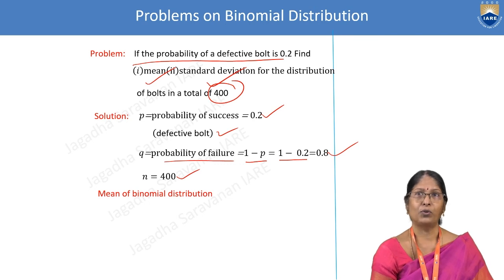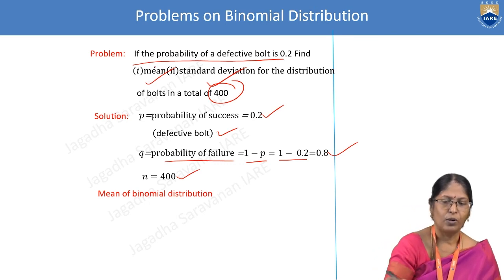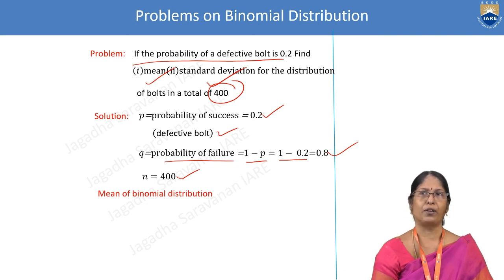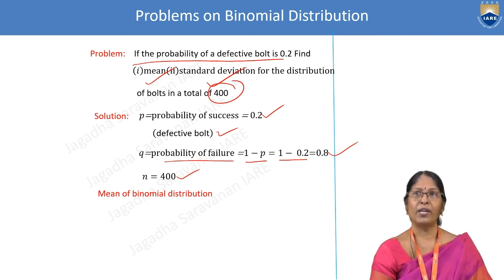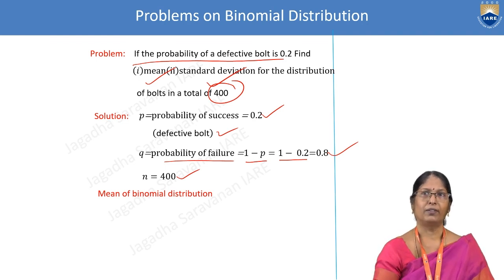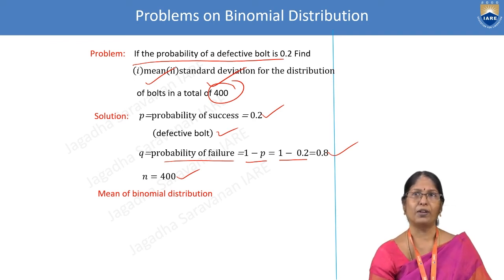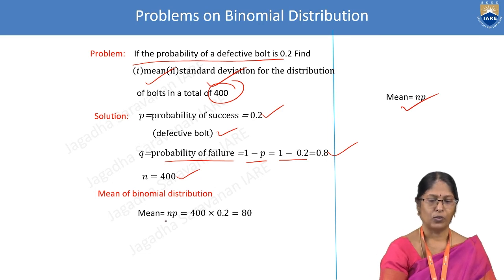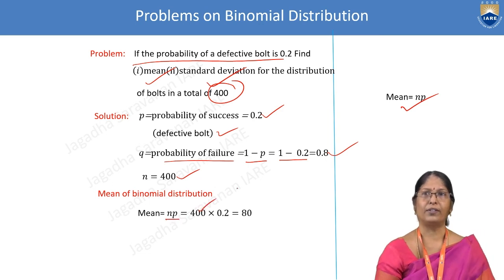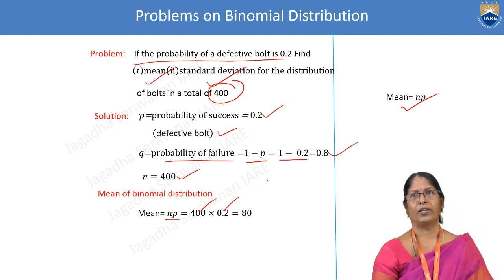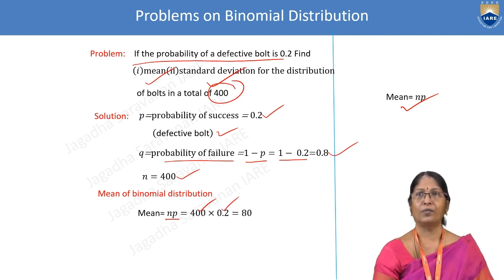They are asking us to find the mean of the binomial distribution. They didn't mention the word binomial, but since P, Q and N, the three, are available, we have to move towards binomial. The mean of the binomial distribution, we know the formula, is NP. N is 400, P is 0.2, so it's nothing but 80. We got the mean of the binomial distribution.